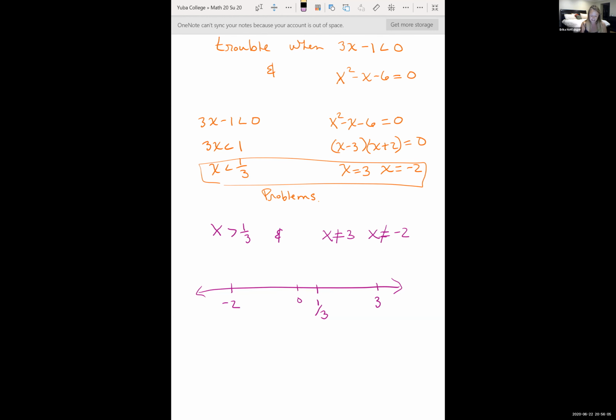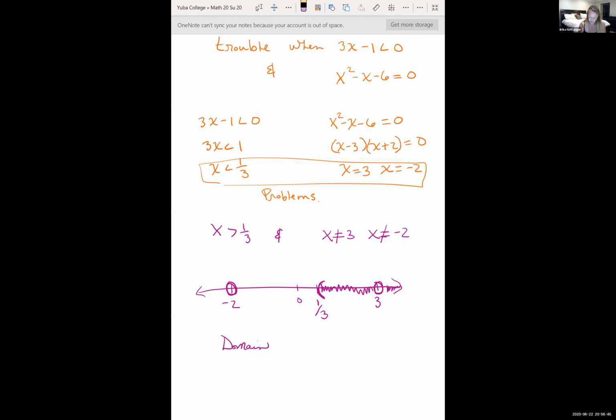So I know that x has to be greater than 1/3, but it can't be 3. Maybe put an open circle on these now. And it can't be -2. But I have to shade to the right of 1/3. Can't hit 3, but I can go past 3. So one of those numbers, that -2, isn't even part of the set greater than 1/3. It's what they share in common.